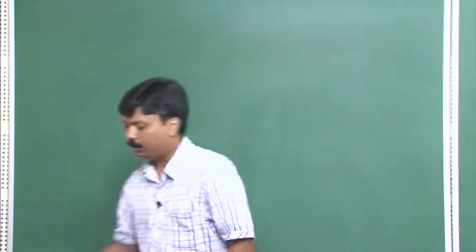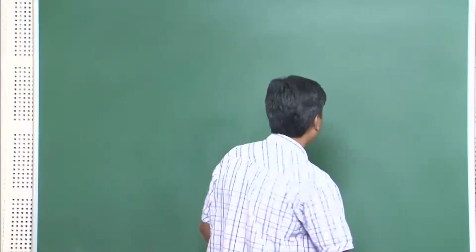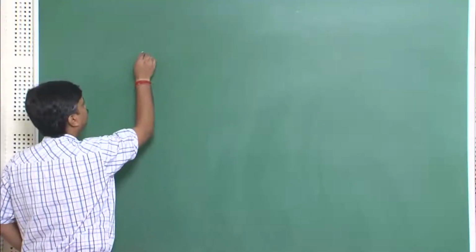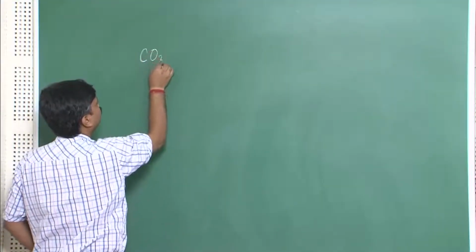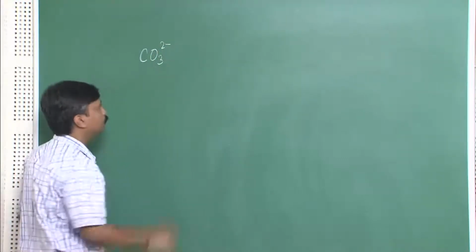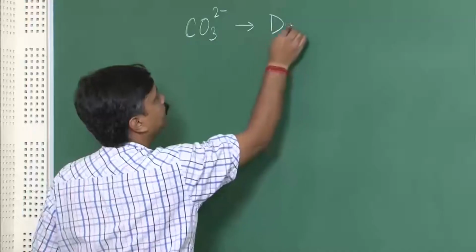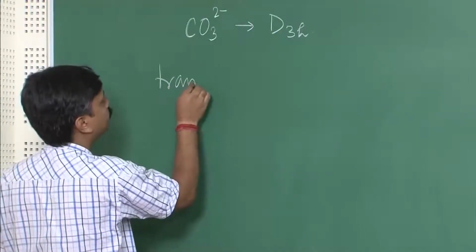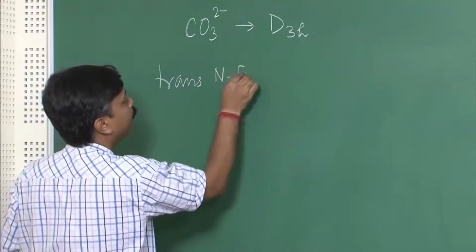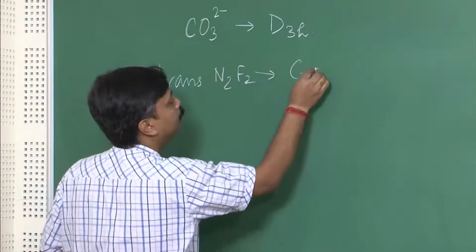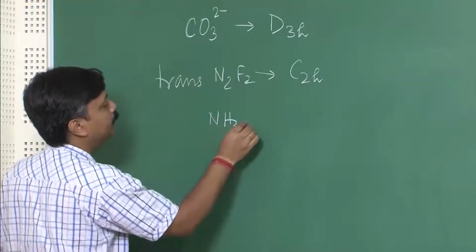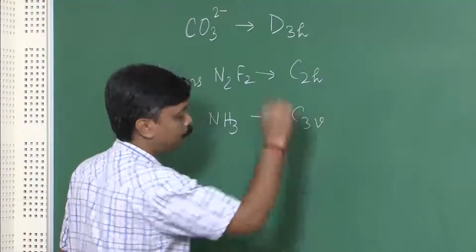So we discussed three different molecules belonging to three different point group symmetries. So we had planar CO3 2 minus, which was planar having D3H point group. We had trans planar N2F2 belonging to C2H point group, and we also looked at a pyramidal NH3 belonging to C3V point groups.